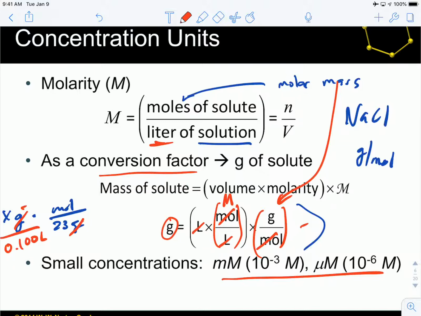These are just some ways we can represent units in smaller units, millimolars and micromolars. Those are two common ones.